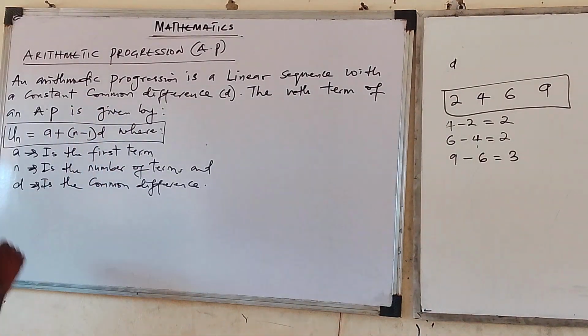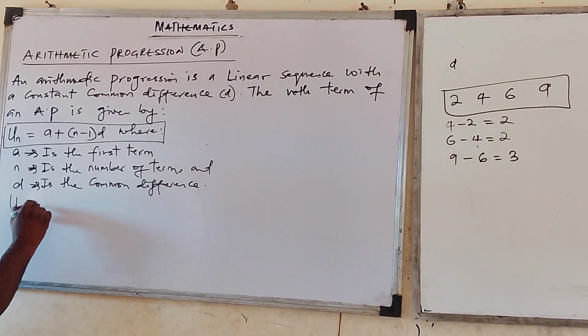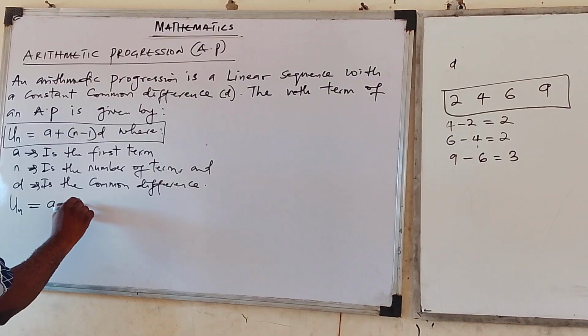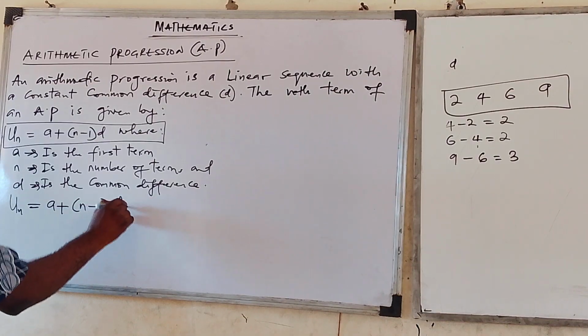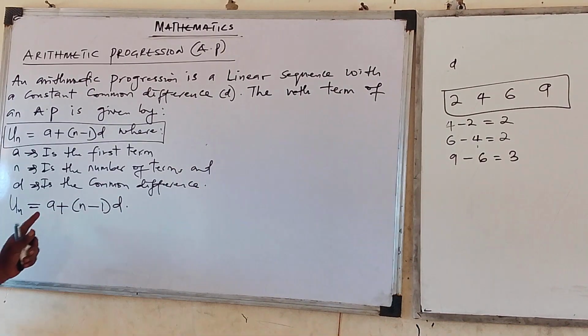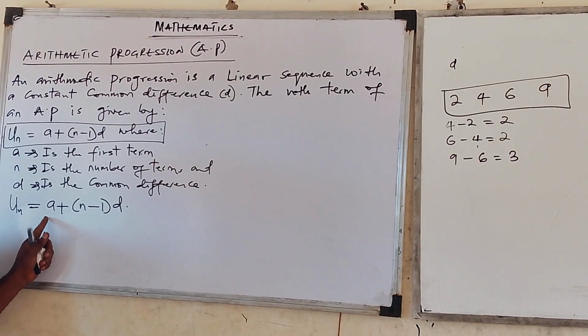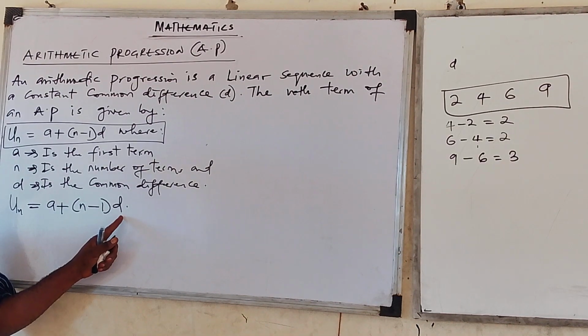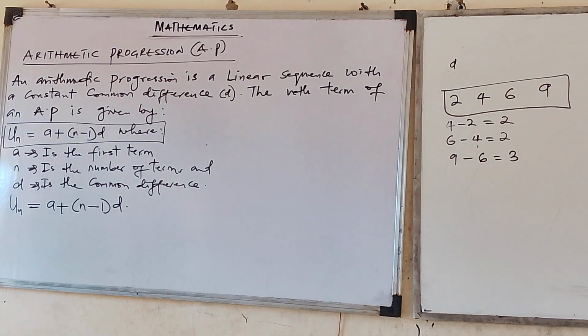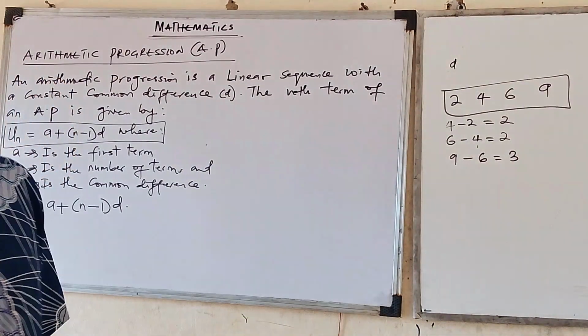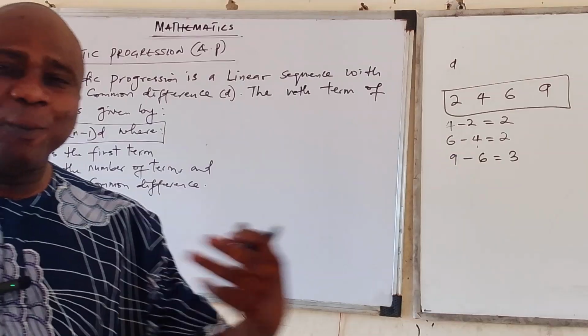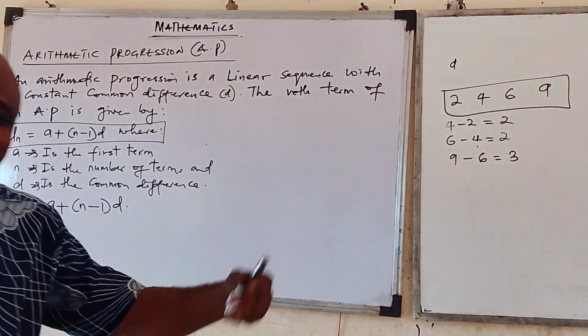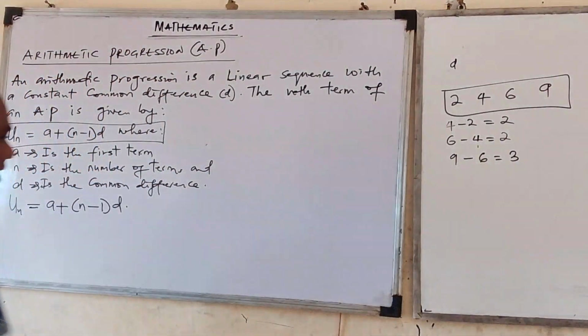Now, let's read it again. Un is equal to a plus n minus 1 times d. And we said a is the first term, d is the common difference, and n is the number of terms. Now, let's look at the sum of the first n terms of a linear sequence.